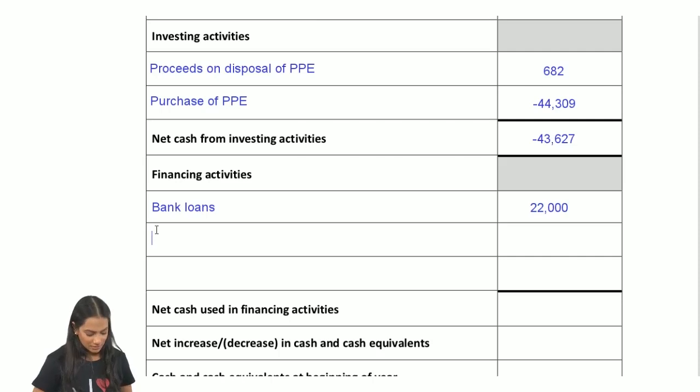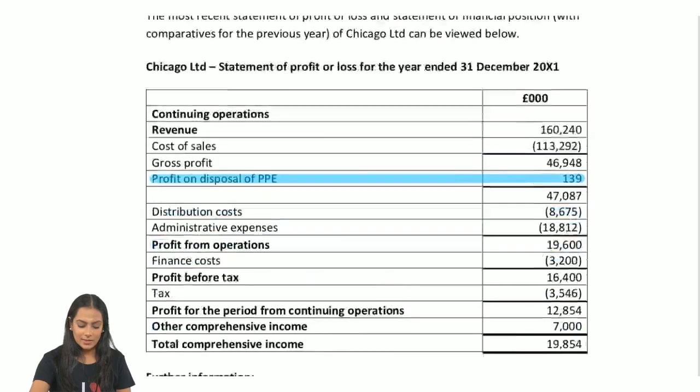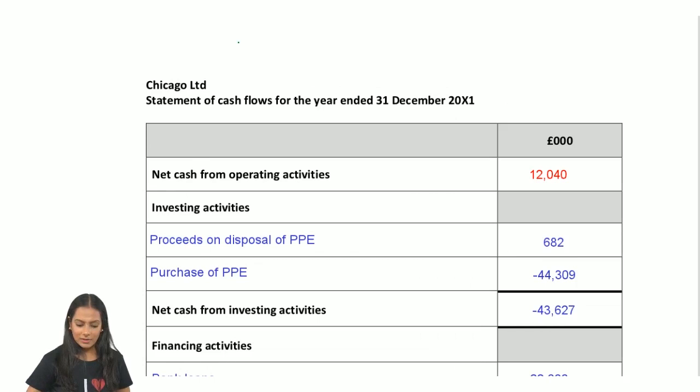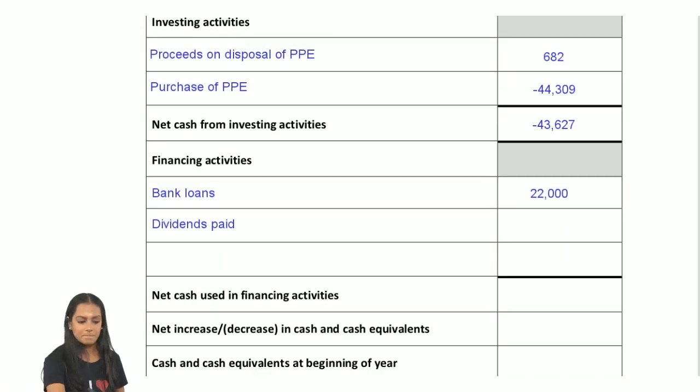The next item would be dividends paid. And we're very lucky, the dividends paid was mentioned to us in the very first set of notes. It says, dividends paid 4 million during the year. This 4 million was paid, so it's going to be resulting in an outflow of cash. So in the cash flow statement then, I have dividends paid, a negative 4,000. Okay, we have a negative 4,000.